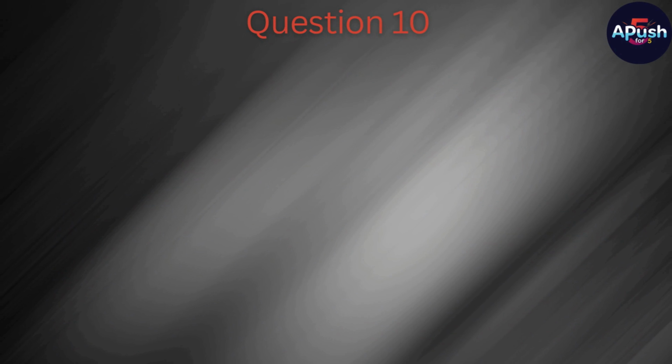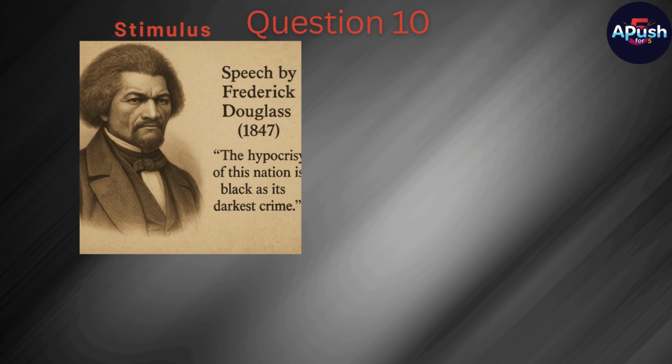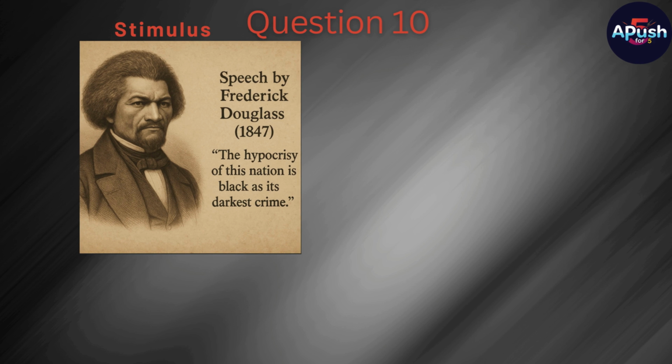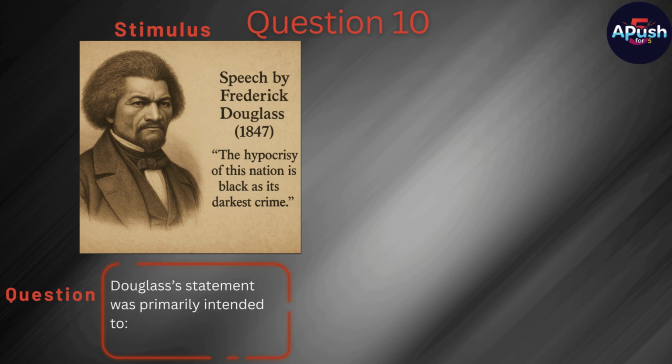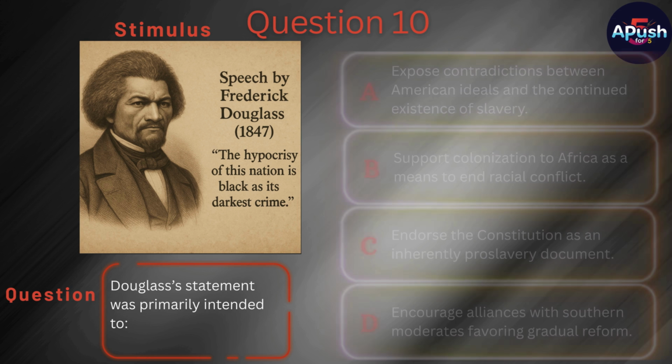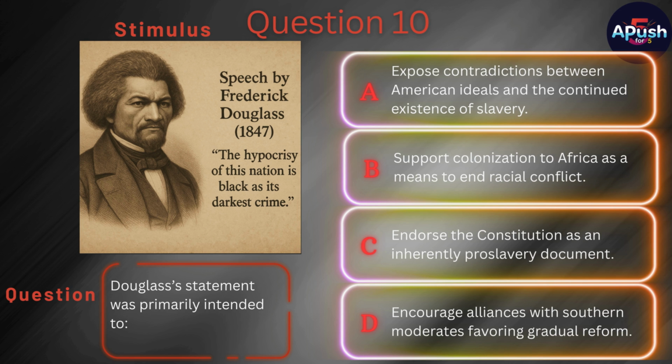Question 10. Stimulus. Speech by Frederick Douglass, 1847. The hypocrisy of this nation is black as its darkest crime. Question. Douglass's statement was primarily intended to: A. Expose contradictions between American ideals and the continued existence of slavery. B. Support colonization to Africa as a means to end racial conflict. C. Endorse the Constitution as an inherently pro-slavery document. D. Encourage alliances with Southern moderates, favoring gradual reform.